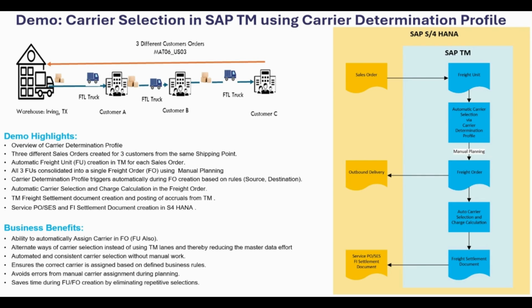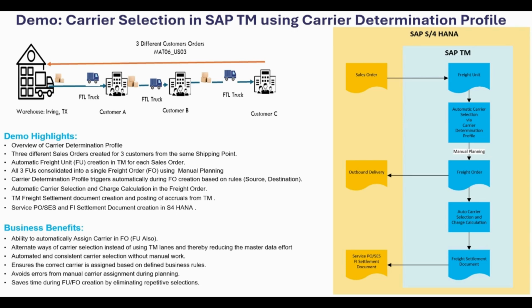Now let's look at the highlights of today's demo. First, we will review the carrier determination profile. Next, we will create three sales orders for three different customers. Upon saving the sales orders, freight units are created automatically in SAP TM. We then perform manual planning, consolidating all the freight units into a single freight order. During freight order creation, the carrier determination profile is triggered and the carrier is assigned automatically based on the defined rules.